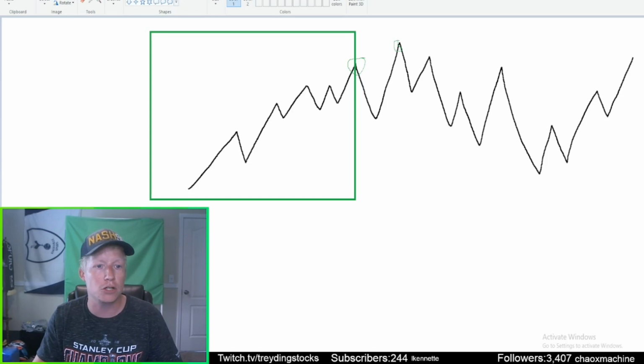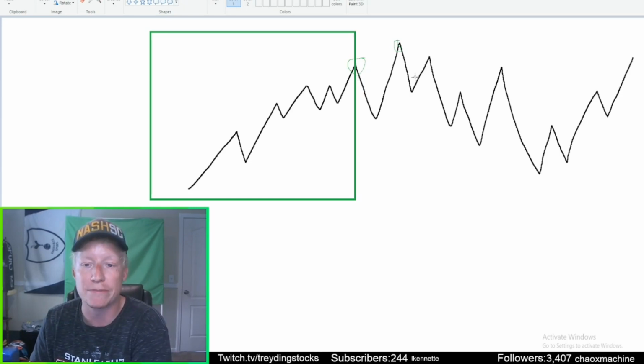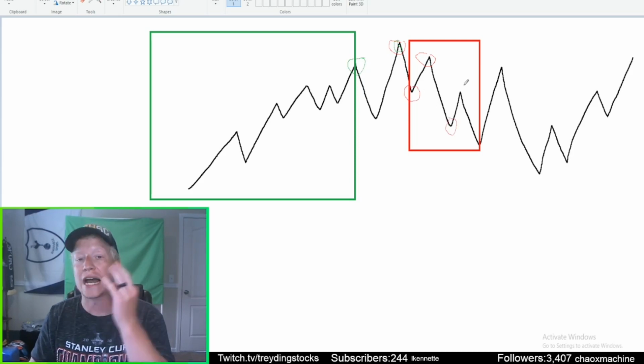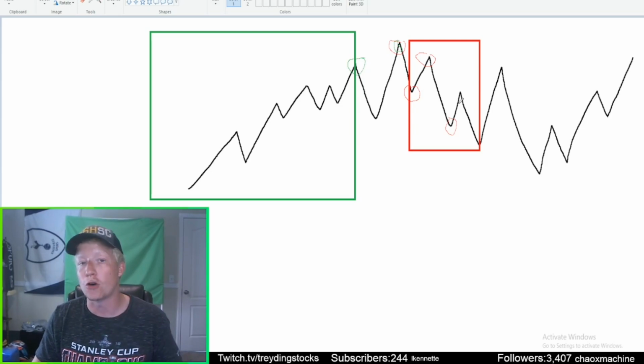Now, where do you confirm downtrend? Hopefully you guys have been able to identify this as well. Right here is where you confirm downtrend. Right here is where you get your lower high. This high right here is lower than this high. You get your lower high and you get your lower low. You got to have both of those things to confirm trend change, right? So right here is where you get trend change.